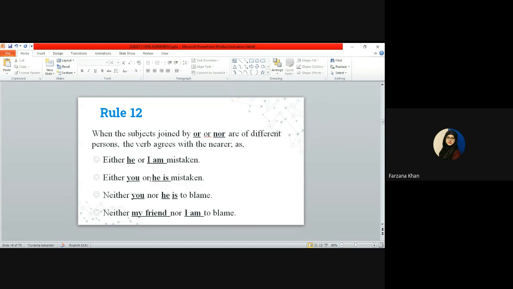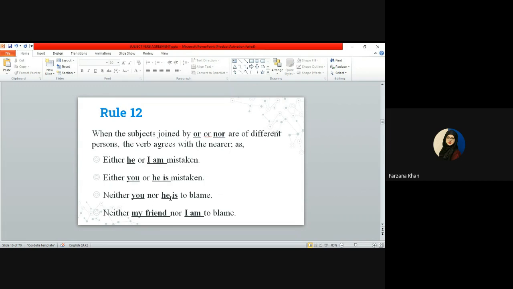So you and he are two subjects which are different persons. It can be second, it can be first, it can be third person. When we are going to join second, first, and third persons which are different with the use of either or, neither nor, then we will use the verb according to the nearer subject. Either you or he is mistaken, so "is" has been used keeping in mind the proximity of "he".